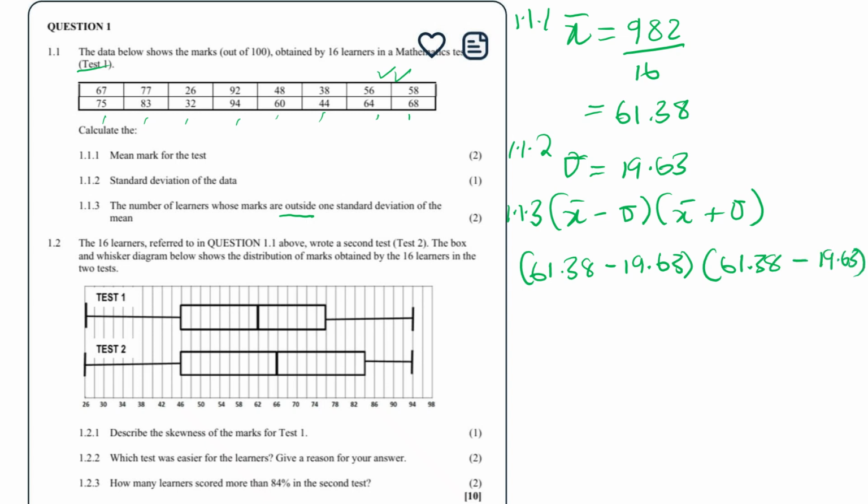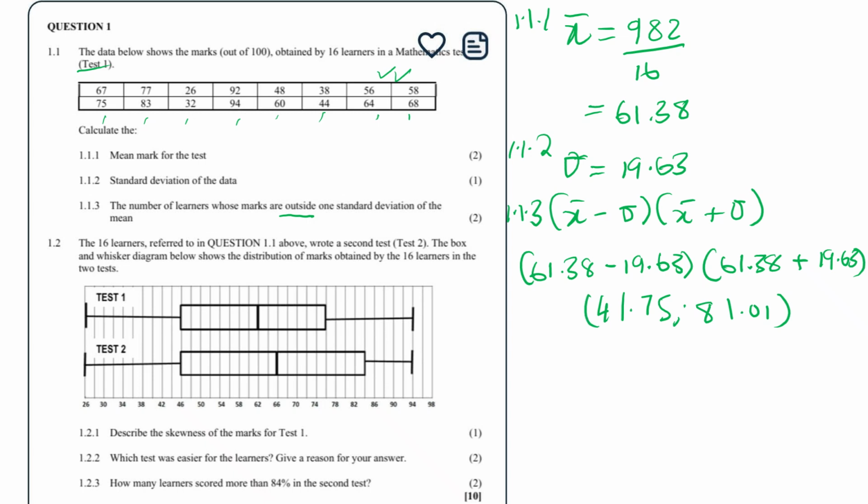Right. Therefore, now 61.38 minus 19.63 is 41.75. Right. And then now 61.38 plus 19.63 is 81.01. Therefore, now outside 81, right?